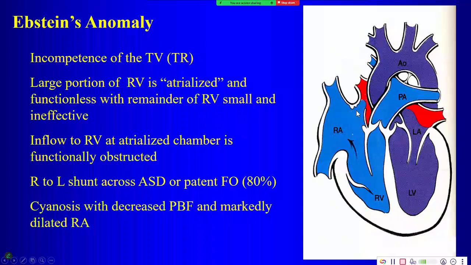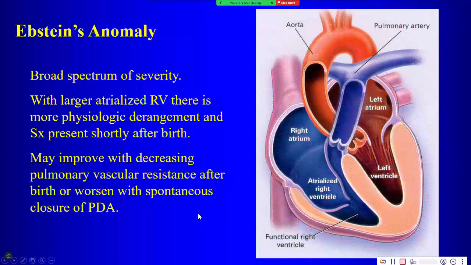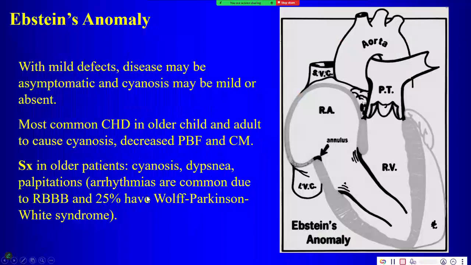right to left shunting across an atrial septal defect or patent foramen ovale, and that's why these patients can have cyanosis with decreased pulmonary blood flow. And the obstruction of flow through the right heart results in dilatation of the right heart. There's a broad spectrum of severity with larger atrialized right ventricle. There's more physiological derangements, and this may improve with decreasing pulmonary vascular resistance after birth, or worsen if there's spontaneous closure of the PDA.